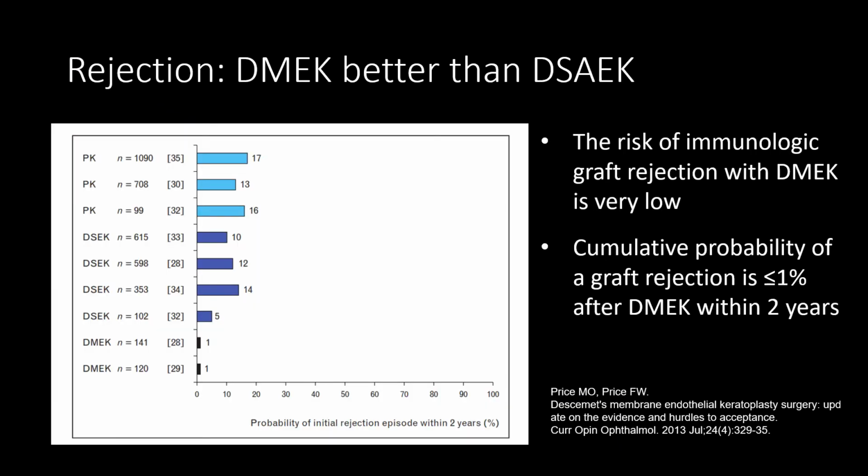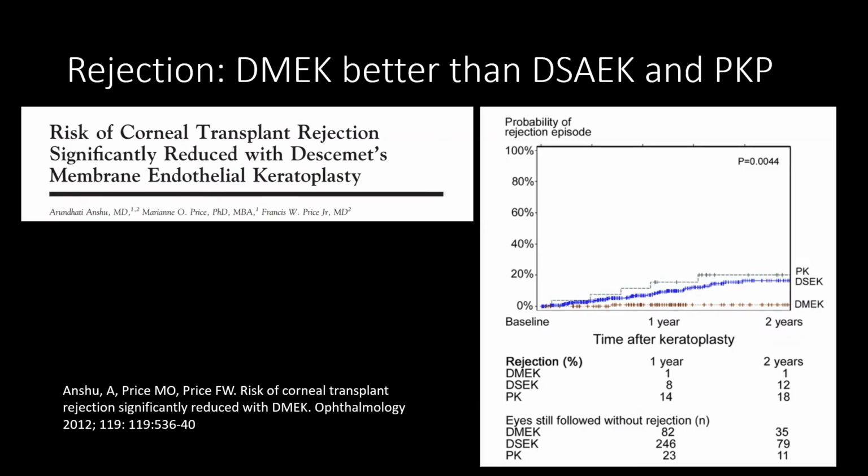If you're looking at the patient's risk for developing corneal graft rejection within 2 years, then the highest risk comes in the PK group, followed by the DSEK group, followed by the DMEK group, which has the lowest rate of rejection. This is the same information shown in a different way.